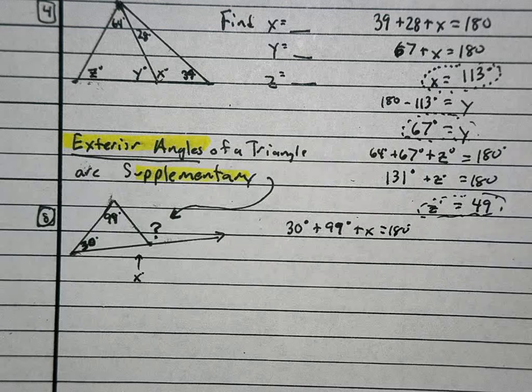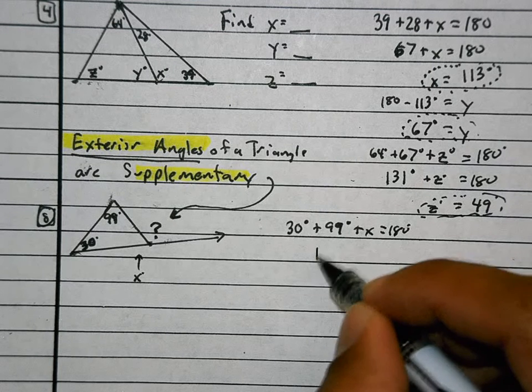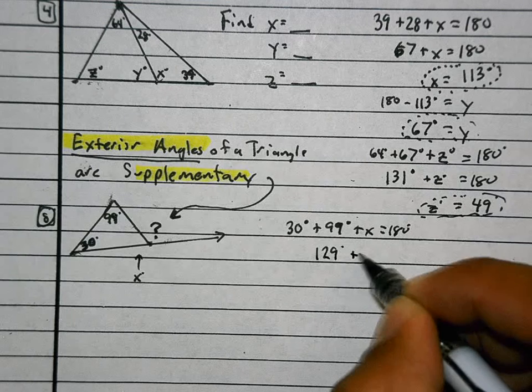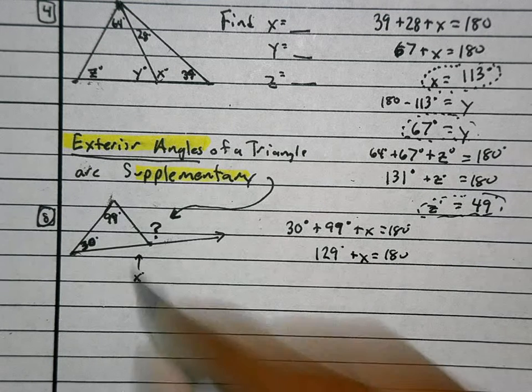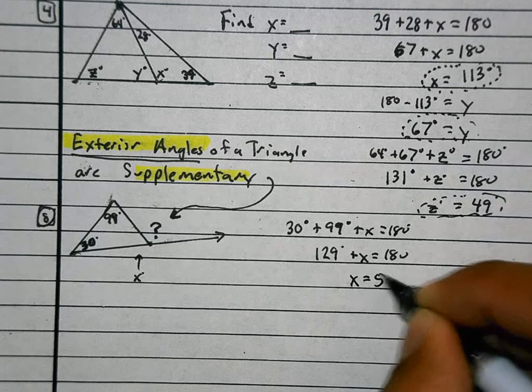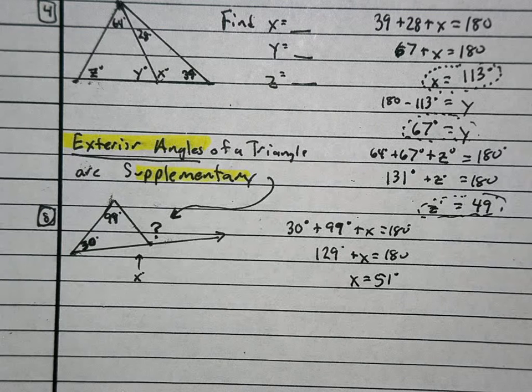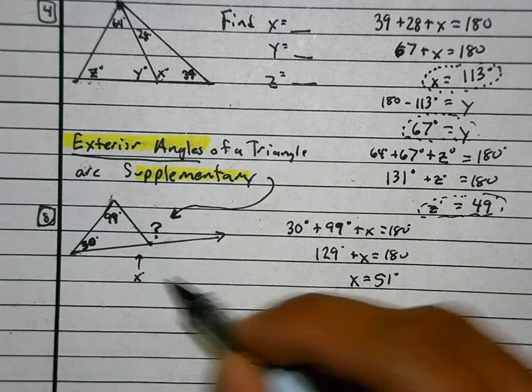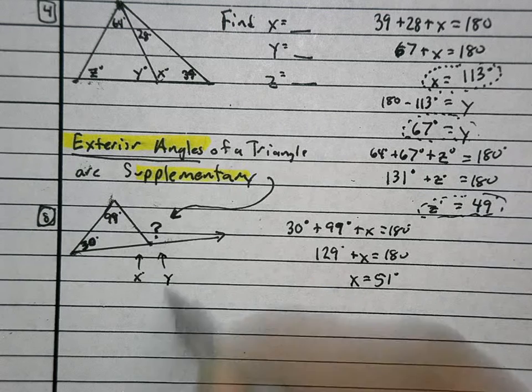I know that 99 plus 30 is about 130, one less than 130, which is 129. And so this X angle, the little small one, is going to be, 60 would be too much, 51 degrees. But that's not the angle we're looking for. We're going to be looking for this question mark angle. I'm going to call that angle Y.